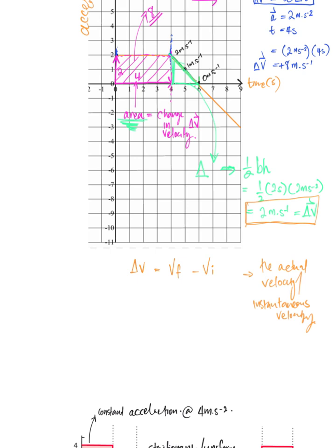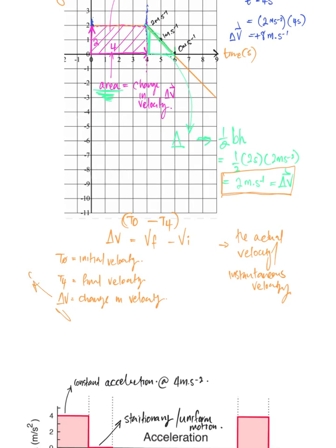Let's just have a look. In this one here, let's just take from t0 to t4 in that time period. t0 is equal to my initial velocity. And t4 in this situation is my final velocity. And delta v is my change in velocity. And I get that from sorting out the area.